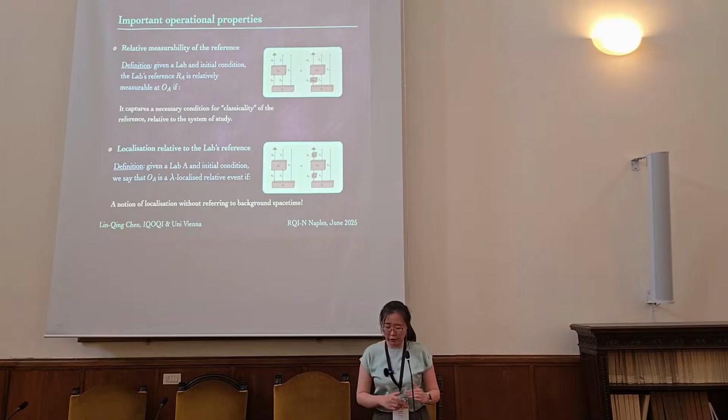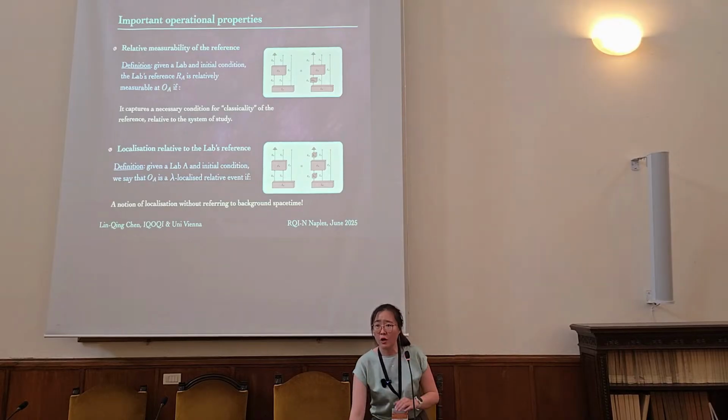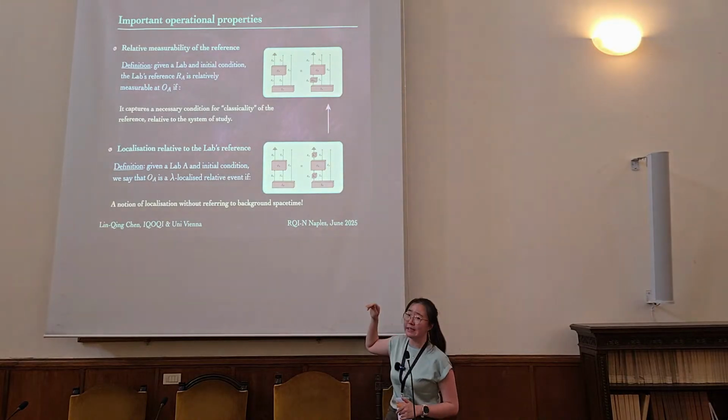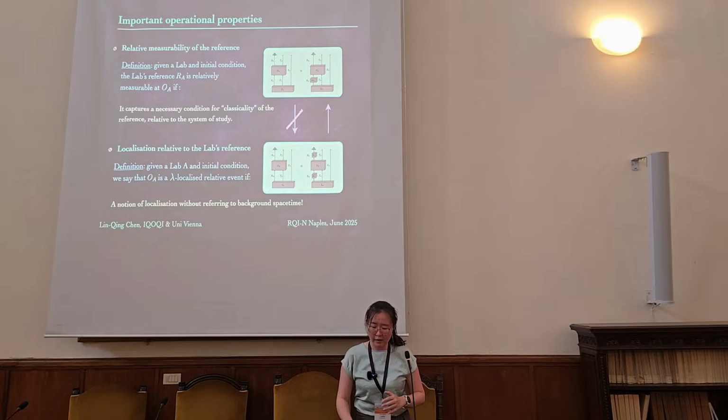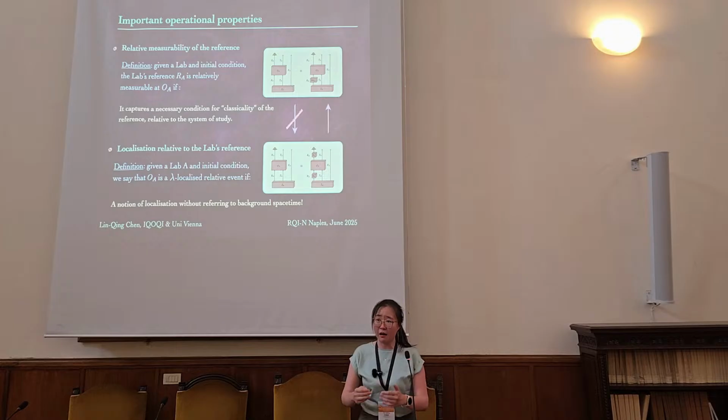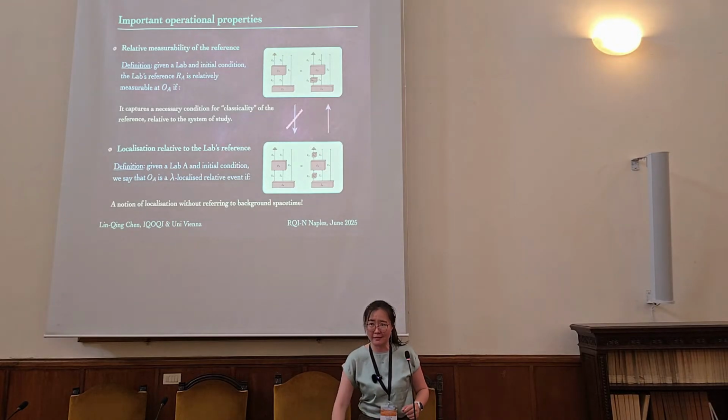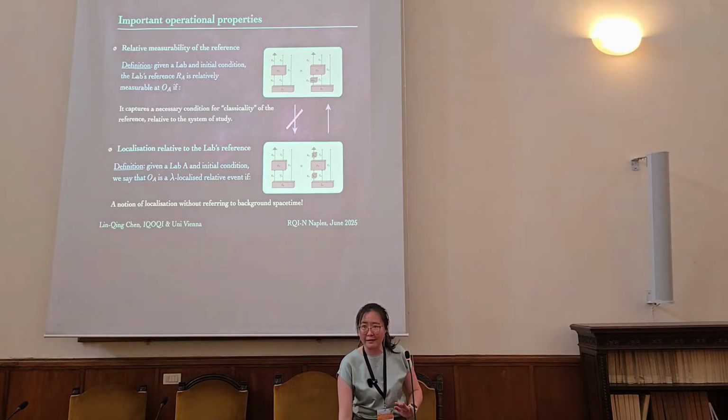So this, I think, provides a notion of localization without reference to the space-time background, because it only refers to the physical reference frame. Furthermore, the following condition is a necessary condition for relative measurability, but the reverse is not true. A reference can be relatively measurable, but the event is not necessarily localized on it. However, if an event is localized relative to some reference, this reference is definitely measurable, at least in quantum theory.